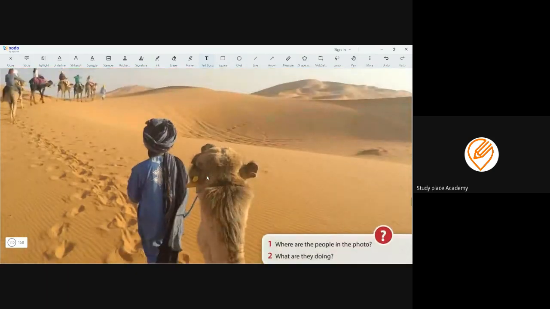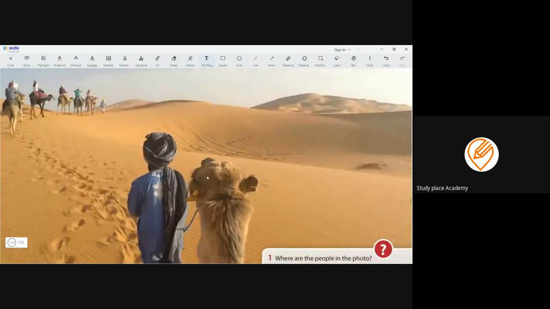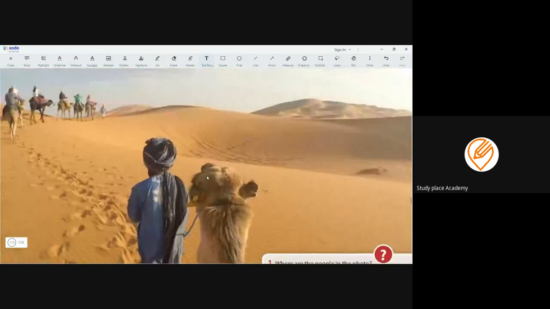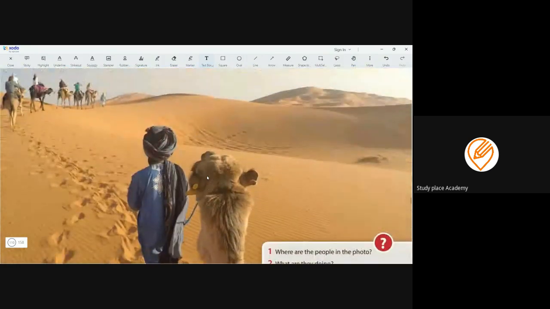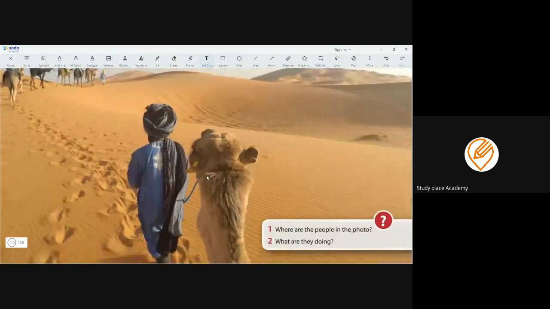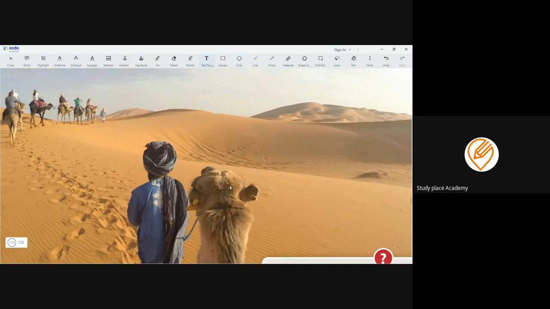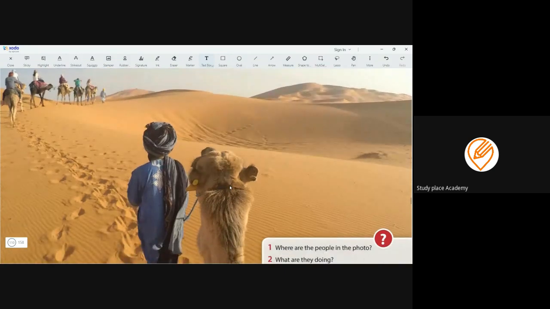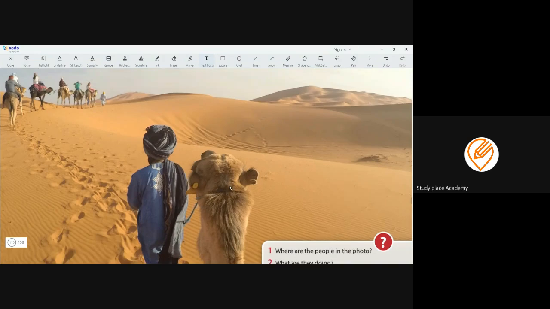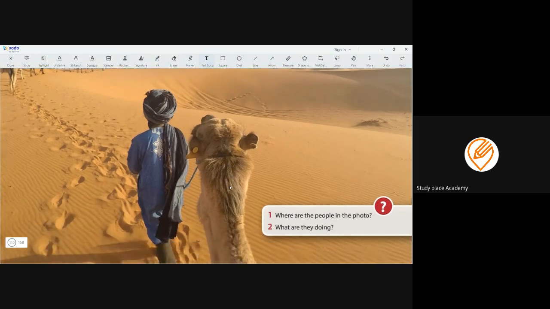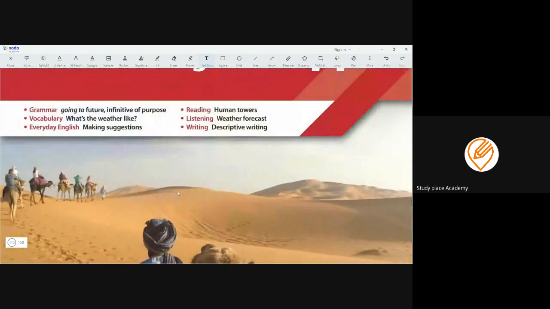So by looking at this photo, I think they are in the desert. So they are traveling, they are walking, they are living. I'm not sure, but looking at this man, he's standing in the middle of a big desert. So what are they doing? I can say that I can see they are traveling by camels in the desert. So that's what we can see from looking at this picture.